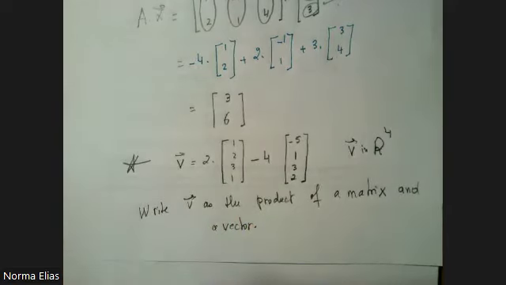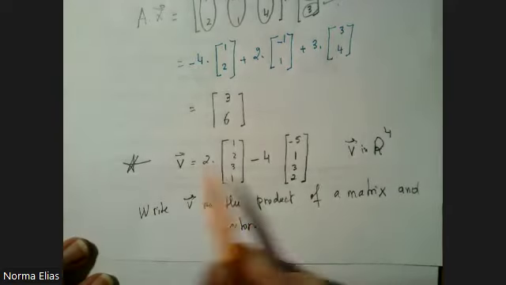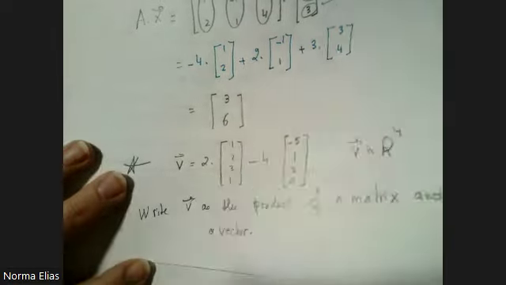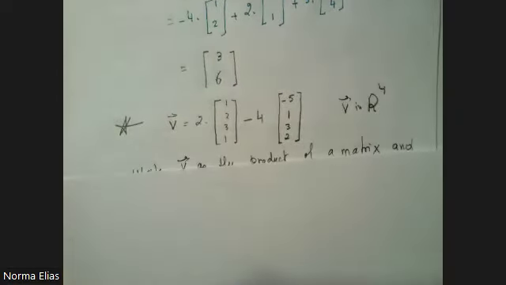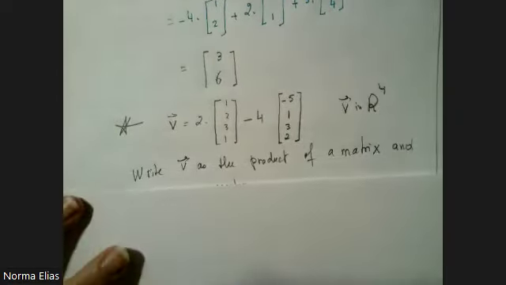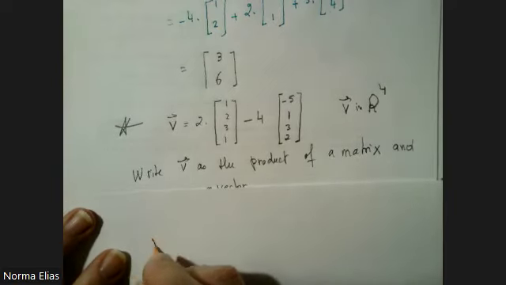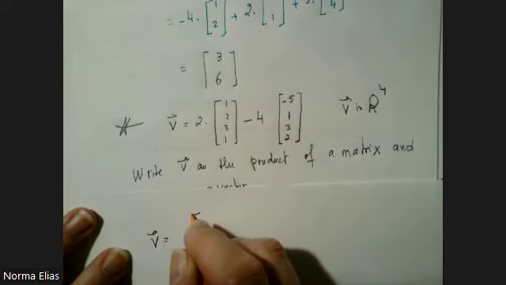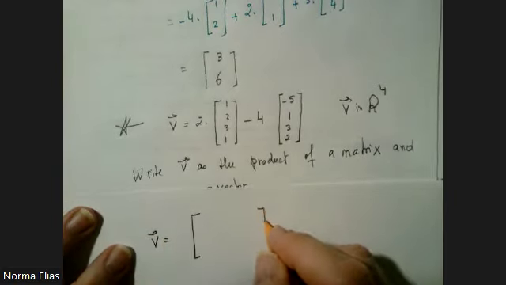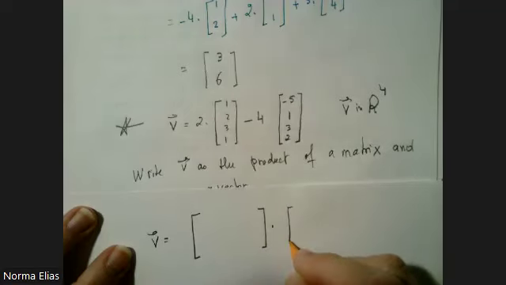Okay, so we're going to use the definition to write V as a product of a matrix and a vector. Can we do that very easily? What's going to be V? I want a product of a matrix times a vector.